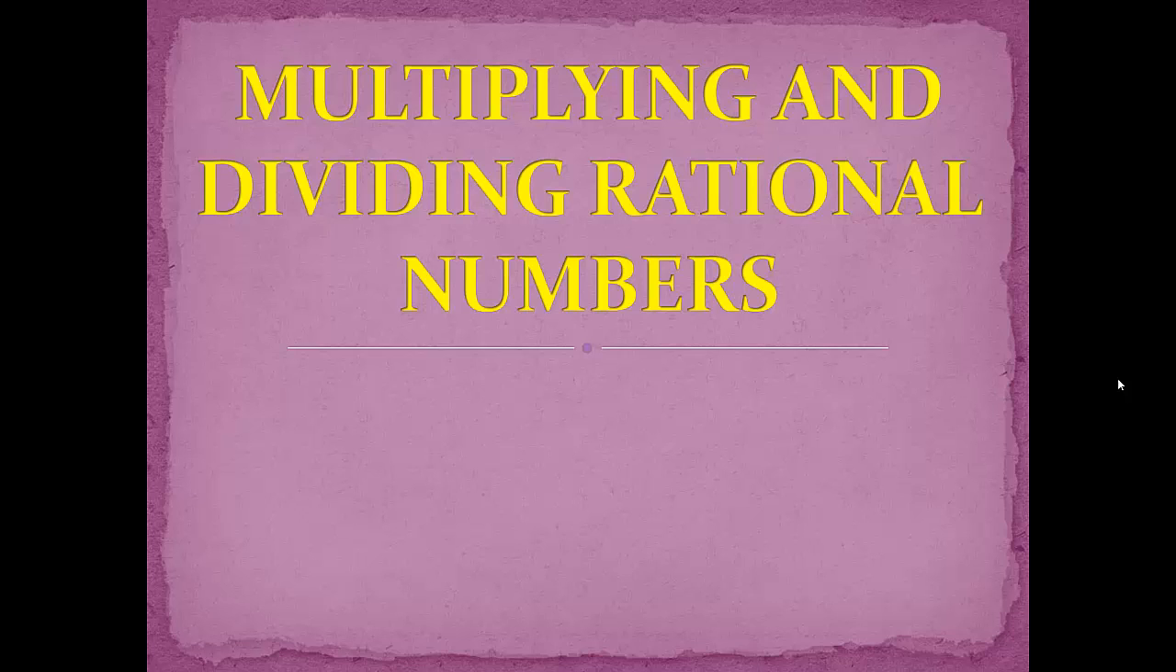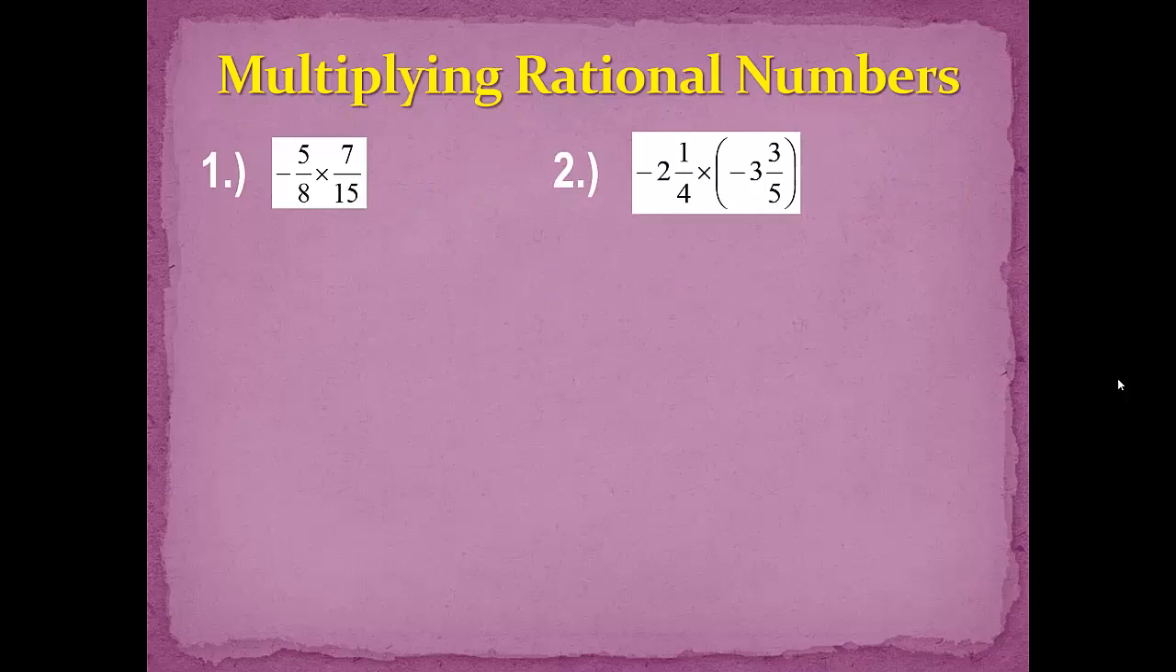Today's lesson is on multiplying and dividing rational numbers. First, we're going to look at multiplying rational numbers. So for number 1, we have negative 5/8 times 7/15.